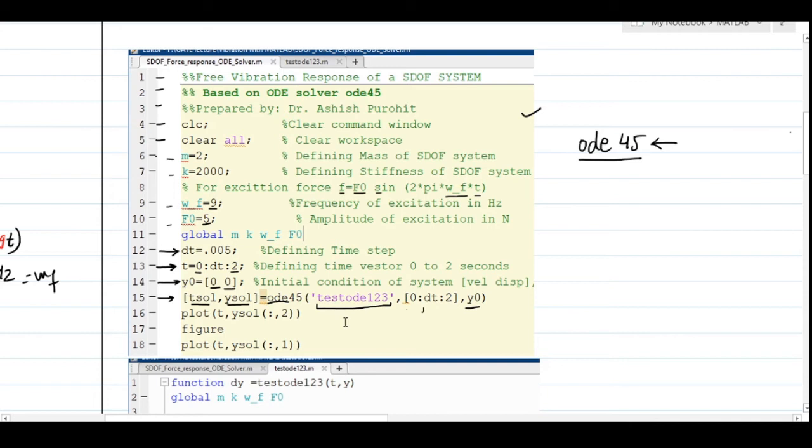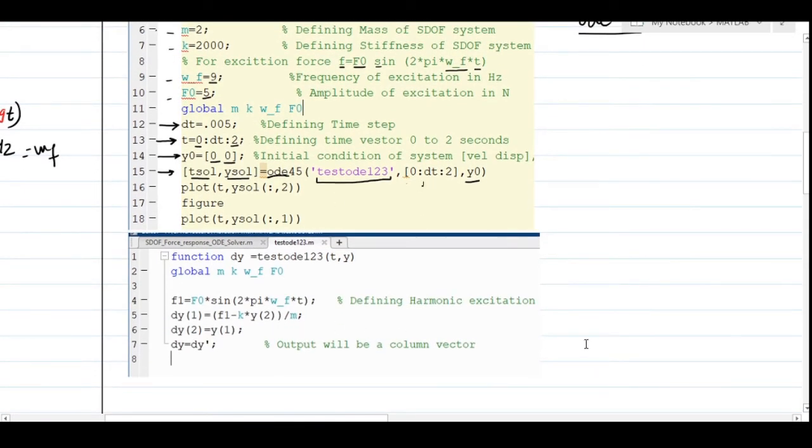Here I am calling a function, that is test ODE123. So this is my function where dy is the output of my function. Test ODE123 is the name of this function, with input time and input initial condition. This is the same global definition of my global constants.